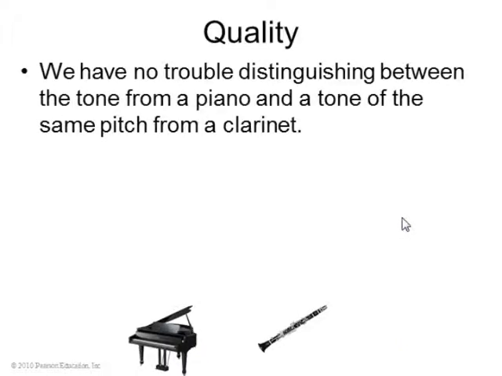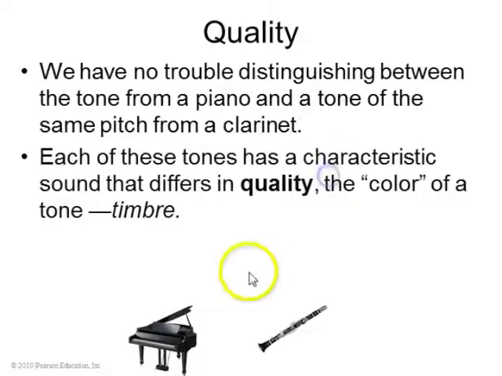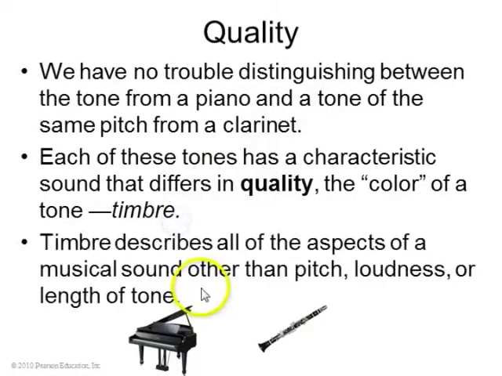Okay, so we did pitch, we did intensity. The last one is quality. So we know that if you play the same note on a piano or a clarinet, you can hear the difference. That's called quality or timbre. Timbre describes all the aspects of the musical sound that are other than just pitch or the loudness or the length of the tone.